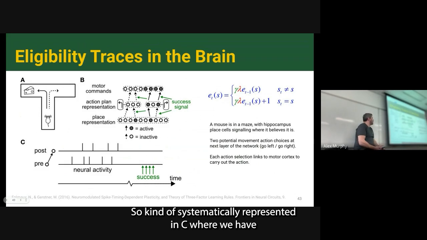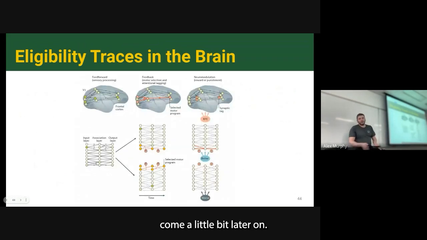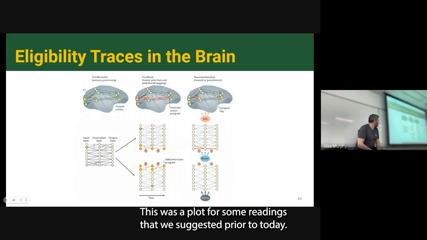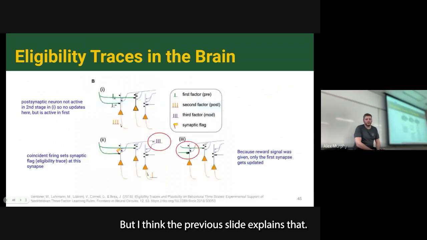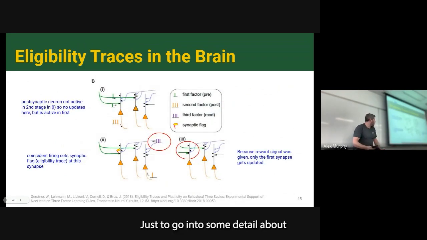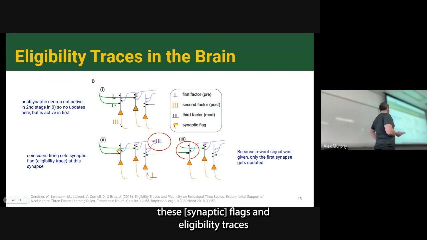So this is systematically represented in C, where we have pre-neural activity, post-neural activity, a small gap, and then a success signal will come a little bit later on. This was a plot from some reading that we suggested prior to today, but I think the previous slide explains that a lot. Just to go into some detail about these flags and eligibility traces.